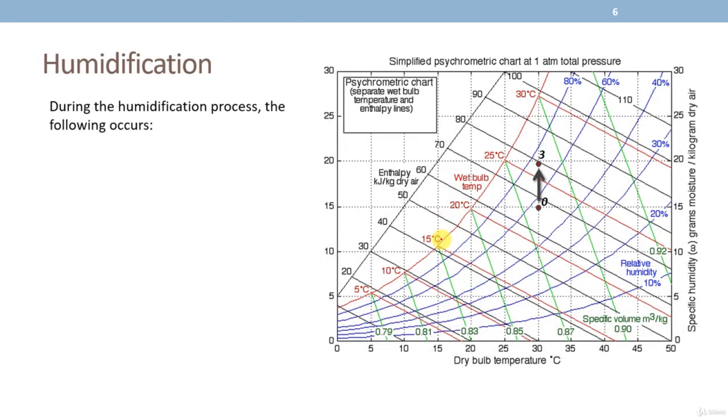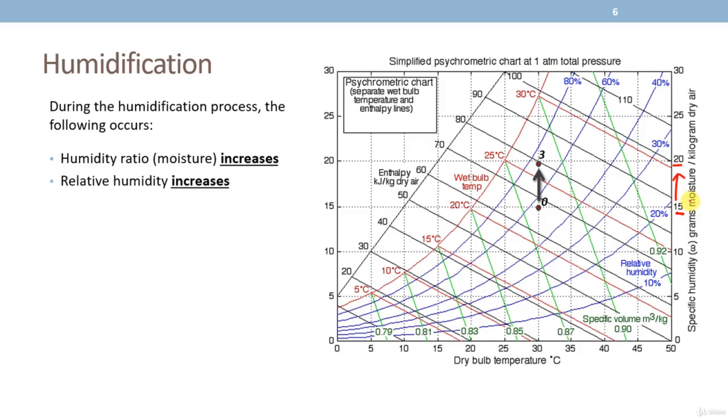Now, how about humidification? When you start to humidify the air by maybe using a humidifier inside the room, the first thing that will happen is the humidity ratio will increase, because the grams per kilograms of dry air will start to increase. So in this example, from 0 to 3, it is from 15 grams per kg to 20 grams per kg.